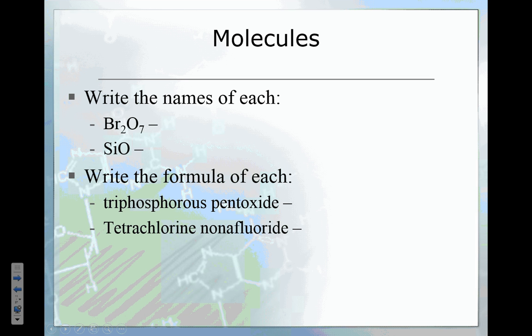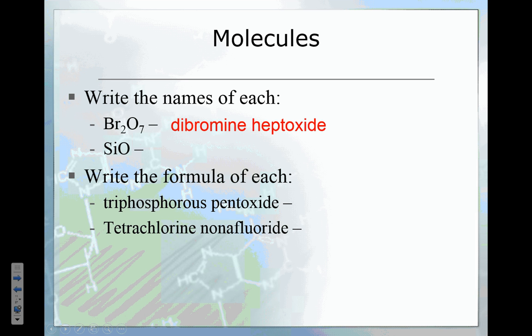First, write the names of Br2O7 and SiO. Well, two Brs, that would be di, and Br is bromine, so dibromine, and then 7 oxygens. Well, we're going to need to change the oxygen to oxide, and 7 is hept. So hepta is 7, so we're going to name this dibromine heptoxide. Notice we did drop the A from hepta, but if you put it, it wouldn't be that big of a deal. I'd still let it slide.